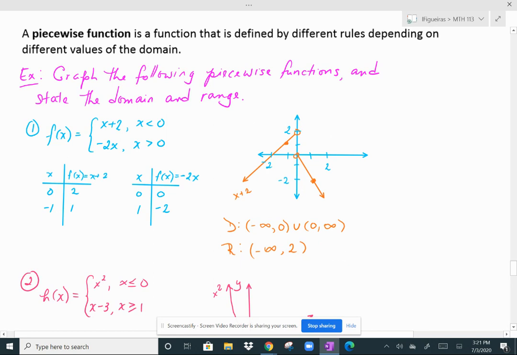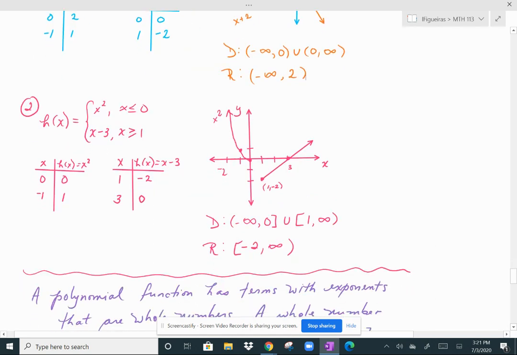All right, here's another piecewise function. I have h of x is equal to x squared or x minus 3, and that depends on the interval. So it's equal to x squared for values of x less than or equal to 0, and it's equal to x minus 3 for values of x greater than or equal to 1.